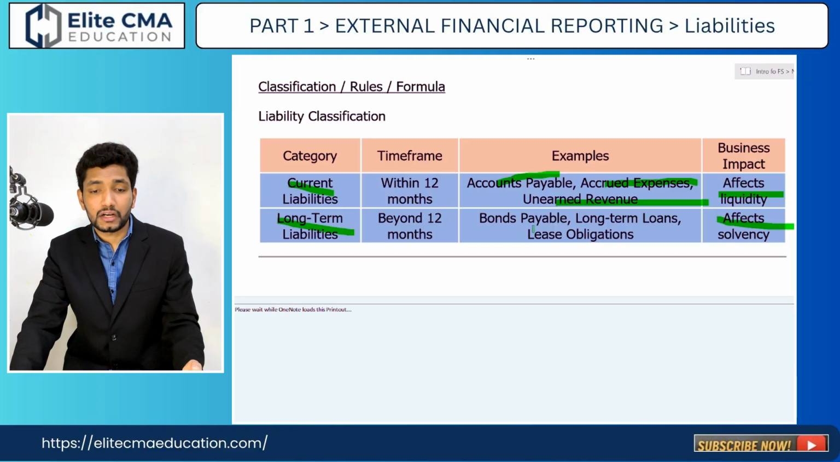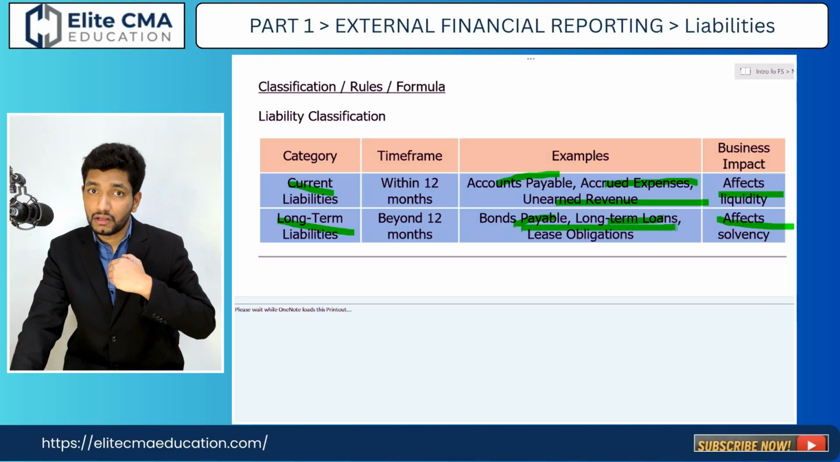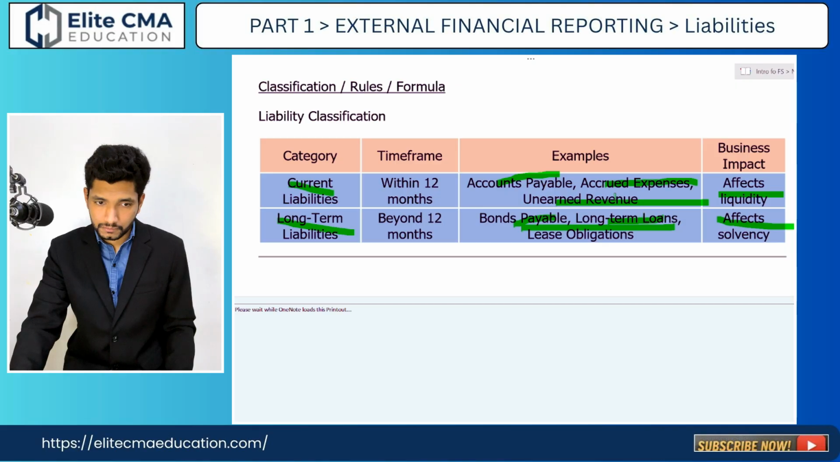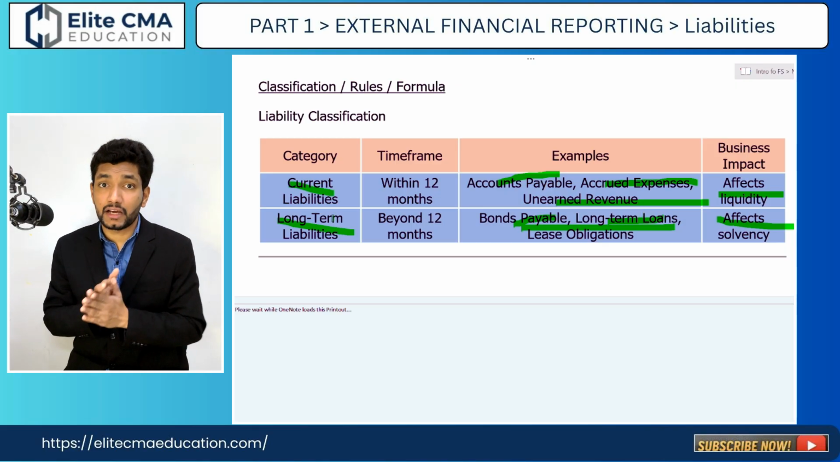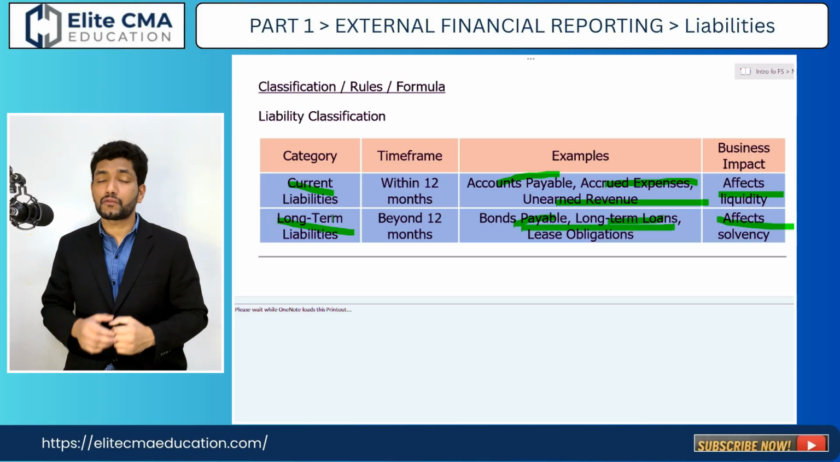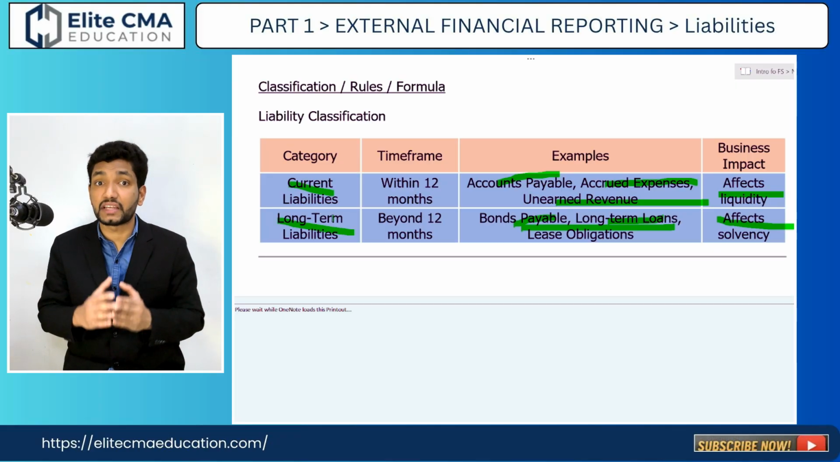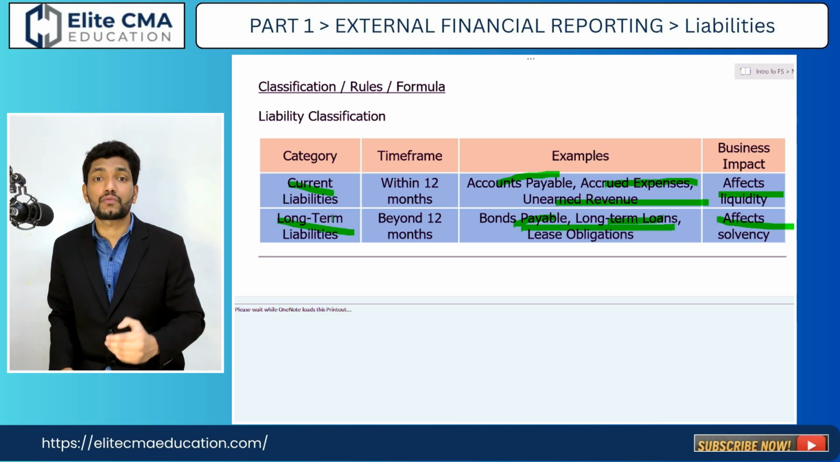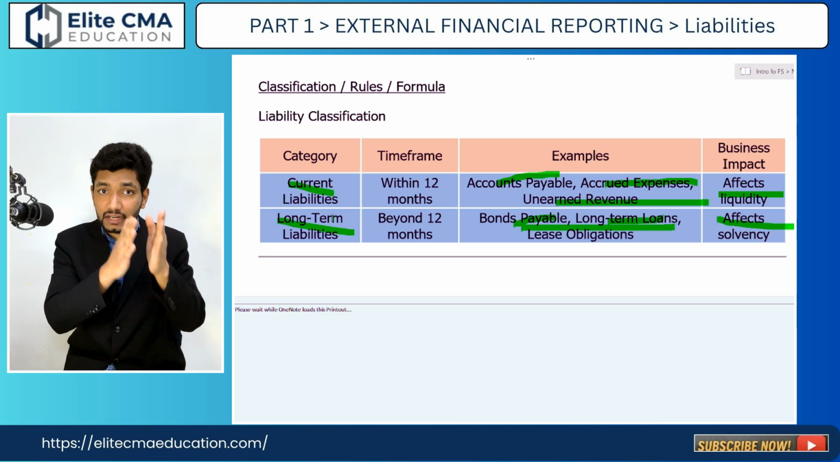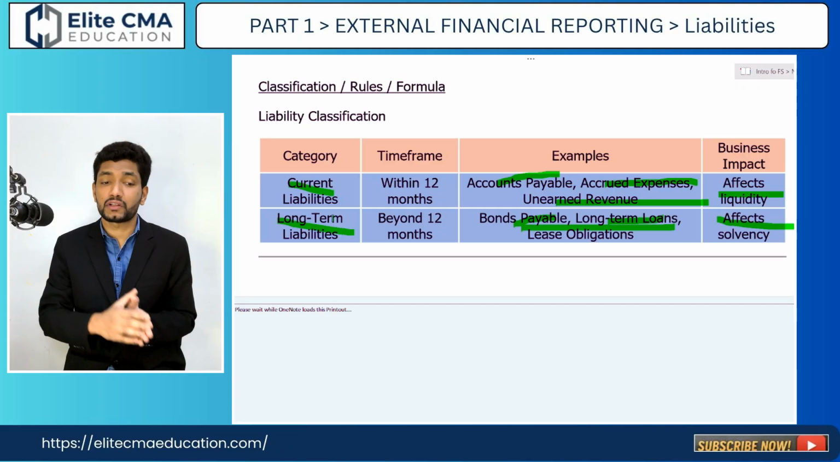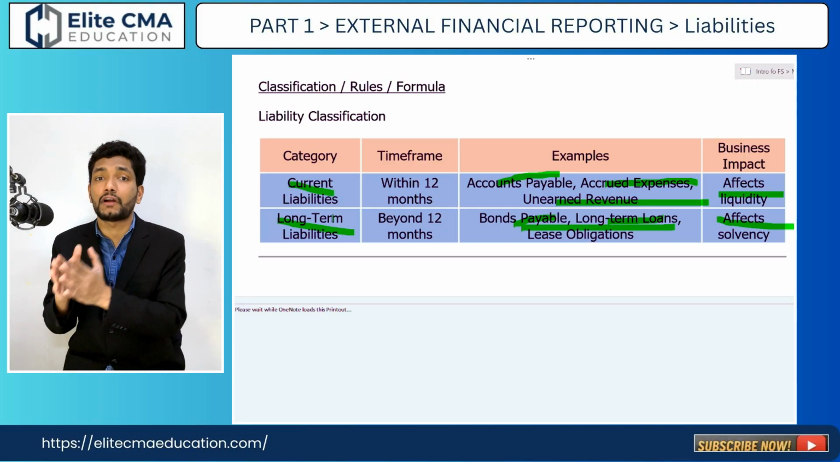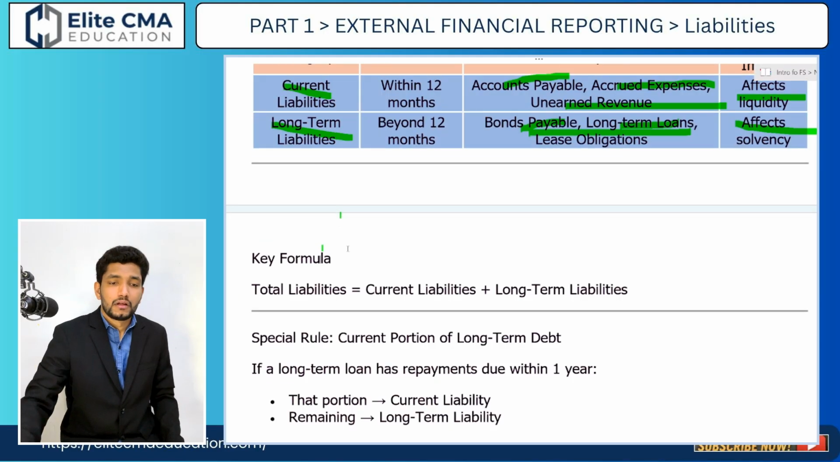The long-term liabilities are bonds payable, long-term loans, and lease obligations. So it is based on the time frame in which we have to settle these liabilities. If we have to settle within 1 year, it is a current liability. And if the settlement period is more than 1 year, it is a long-term liability.